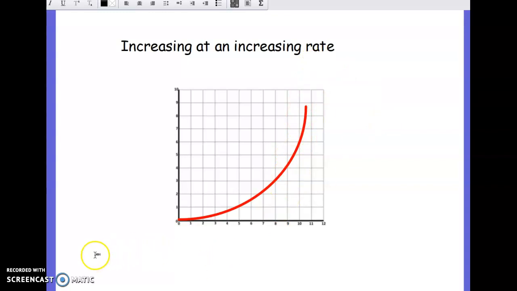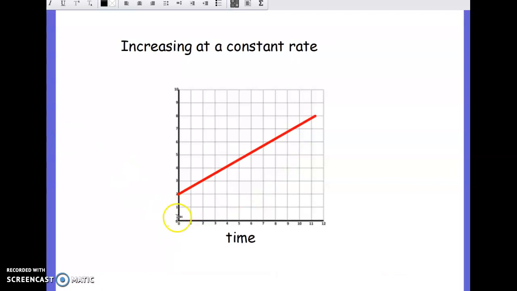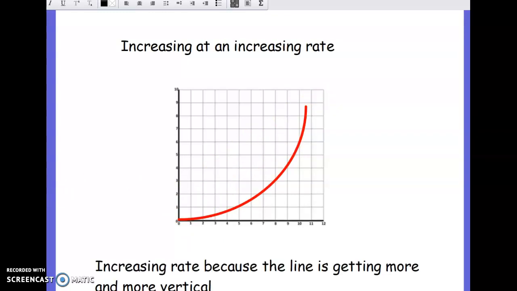So if you wanted to add some notes for yourself, the note I typed out is it's an increasing rate because the line is getting more and more vertical, right? Increasing at a constant rate, if you go back, looks like this, right? Straight. But increasing at an increasing rate is getting more and more vertical.